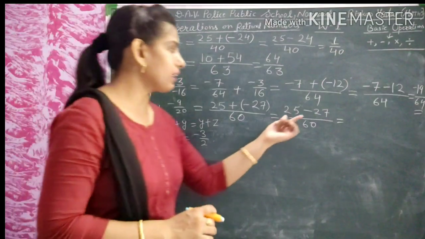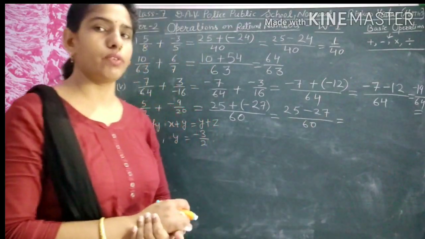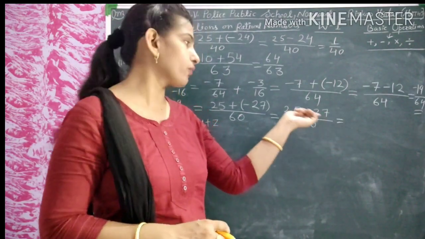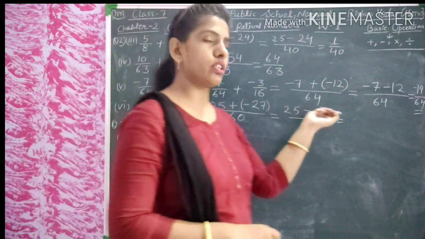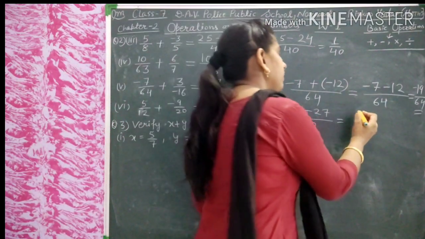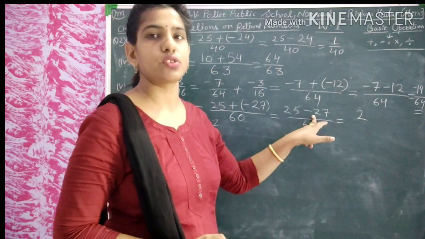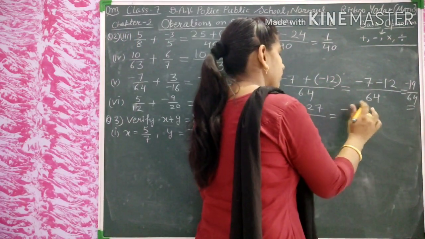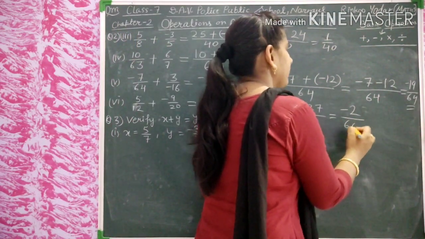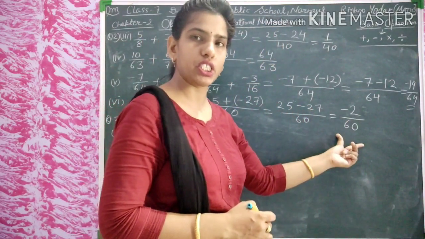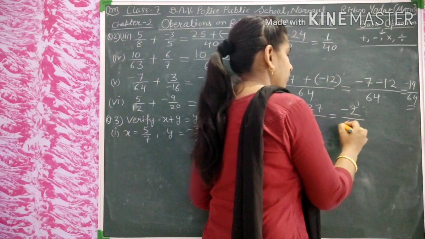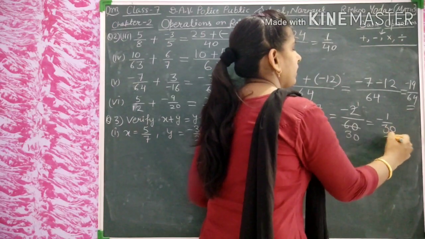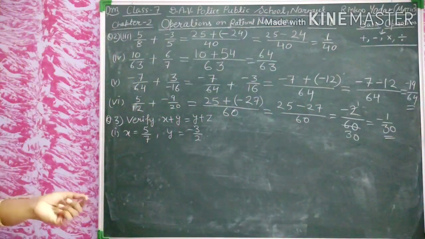Now students, tell me, 25 minus 27, what will we get here? Because both have different signs, we take the difference of 25 and 27. The difference is 2, and the negative sign is there because the greater number is 27 and 27 has the minus sign. So we put the negative sign: minus 2 divided by 60. It is not in the standard form, so we will change it to standard form. 2 ones are 2, 2 threes are 6, 0, so it becomes equal to minus 1 by 30. This is the answer.